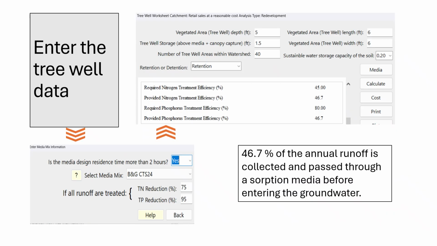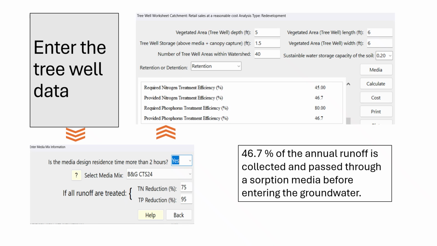This slide presents key data regarding our tree well systems. We can see that a significant portion, 46.7% of the annual runoff, is collected and then routed through a specialized sorption media before it ultimately enters the groundwater. This treatment step is crucial for improving water quality. It's important to understand that the specific data points we're utilizing for both the tree well size and their sustainable fraction are derived from other existing permit submissions. In practice, when you're entering this data, you should prioritize inputting the media data first.